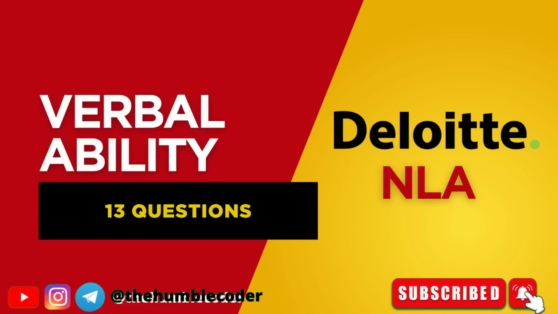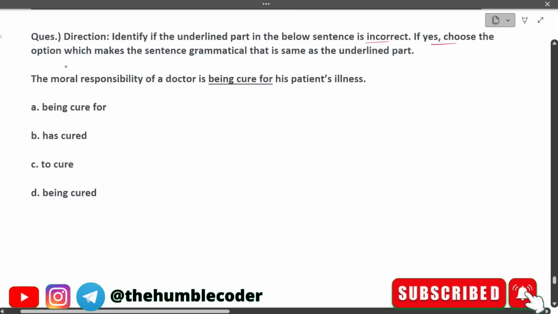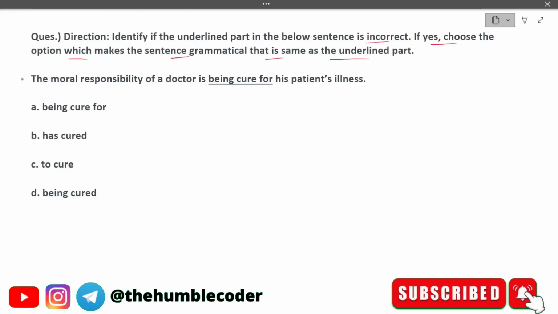Okay, let's start. Let's look at this question. Identify if the underlined part in the below sentence is incorrect. If yes, choose the option which makes the sentence grammatical, that is same as the underlined part. The sentence that we have is: the moral responsibility of a doctor is being cure for his patient's illness.